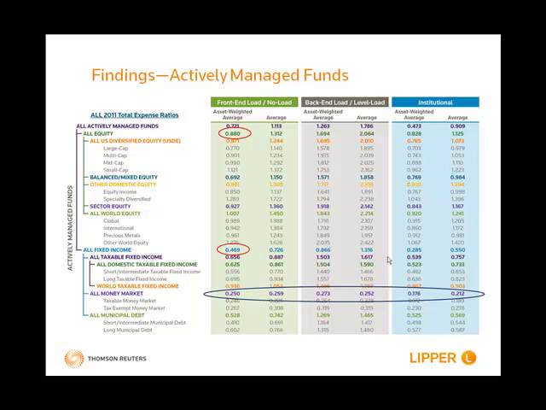Now, taking a step back, we're going to look at actively managed funds. We can see here in the red circles that, as expected, for equity funds the asset weighted average is almost double that of the fixed income funds.